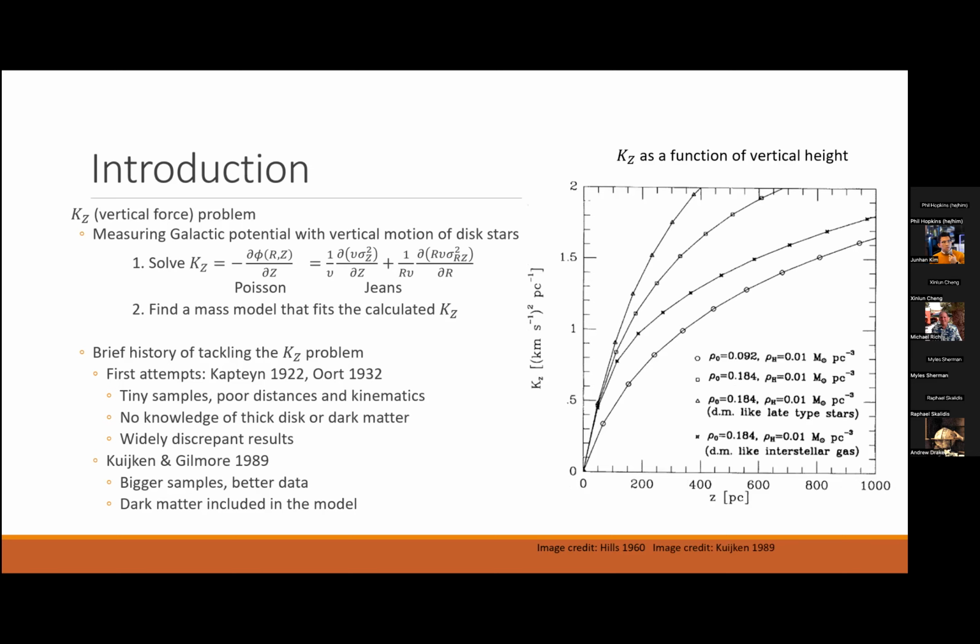However, in the 80s and 90s, astronomers are capable of doing a much better job because we have bigger samples and better data. And we also know that dark matter exists, so we could include them in the model. And if you're familiar with the KZ problem or galactic astronomy as a whole, you will know that this shape actually looks quite like the standard halo model, the one that is most commonly accepted today.